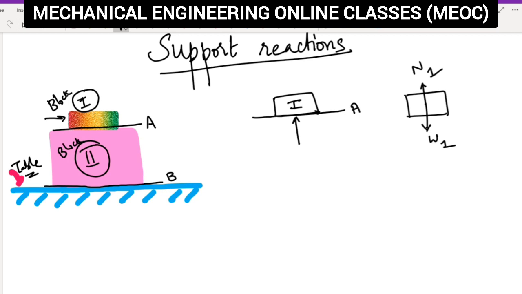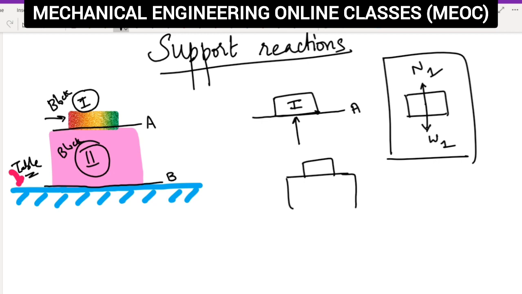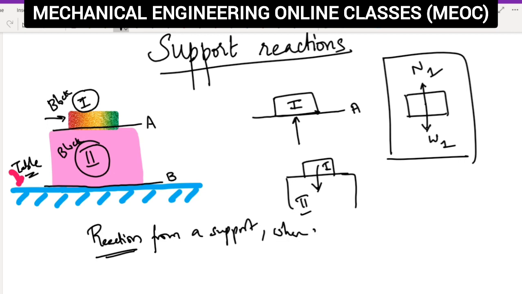Now when is this normal reaction there? What do we mean by normal reaction here? Because the object is kept on some other object and this object is not free to get into object 2, we are saying that there is a normal reaction onto this 1 from 2, so that this 1 is not getting into 2. So what we mean by this is, we have a reaction from a support only when motion in that direction is restricted.